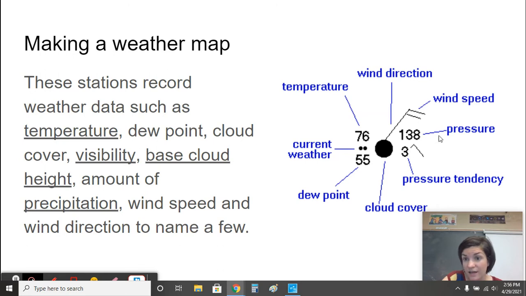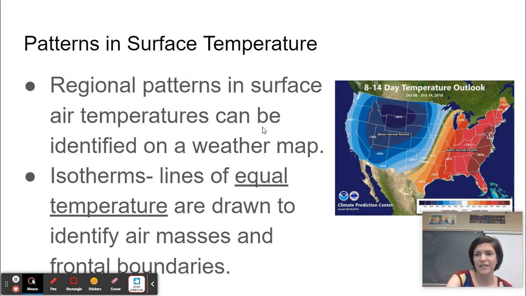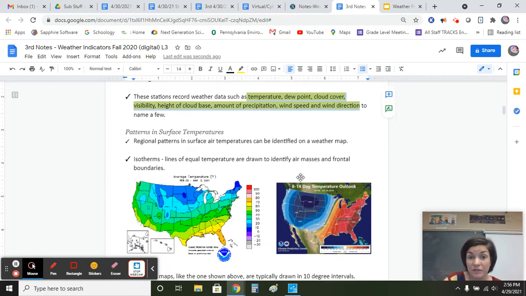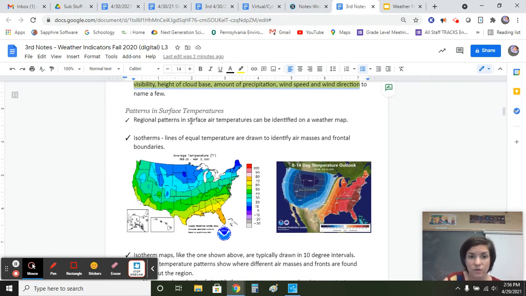Up and to the right, there's pressure, and then straight from the right is the pressure tendency. Like, is the pressure increasing or decreasing, okay? So that will come later. You will need to know about it. I'm just kind of giving you a preview.